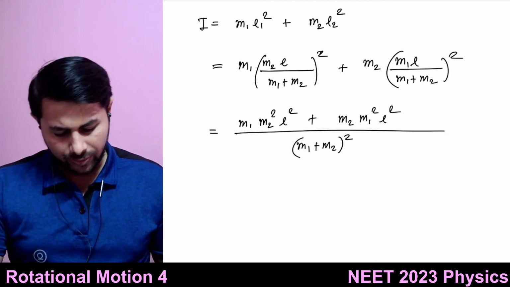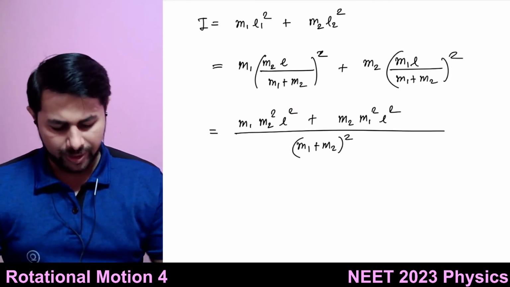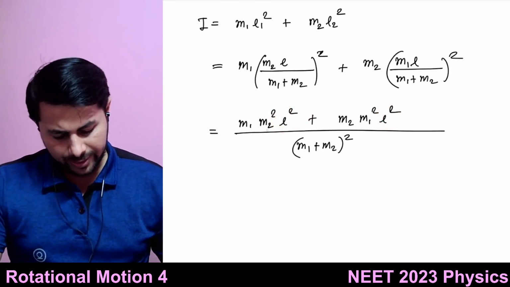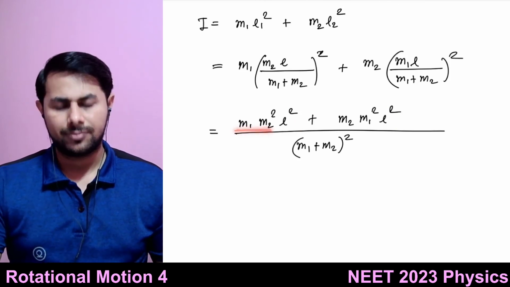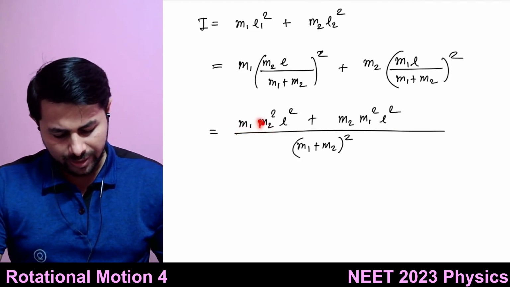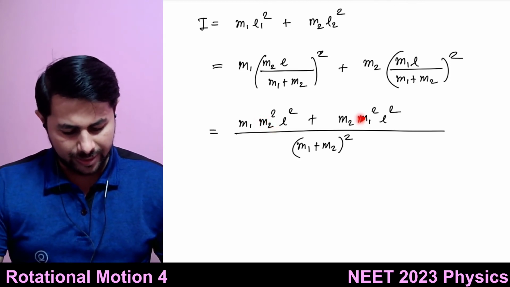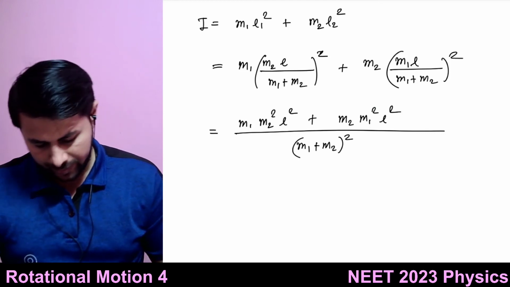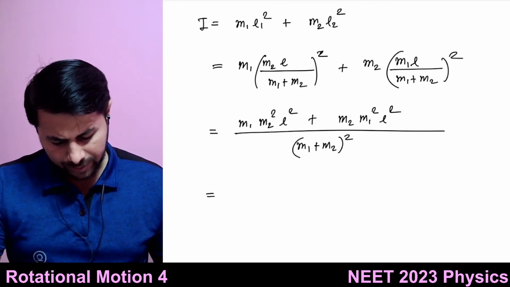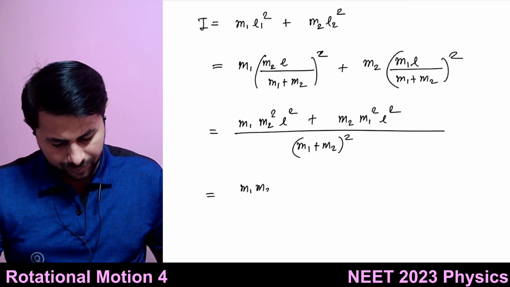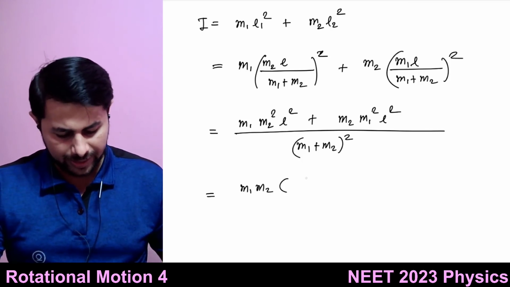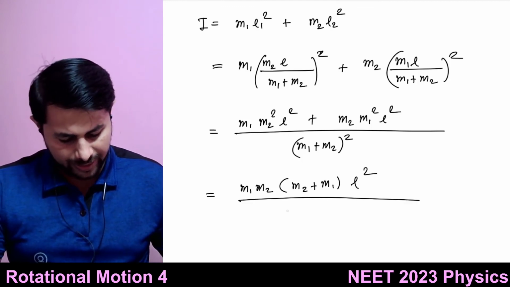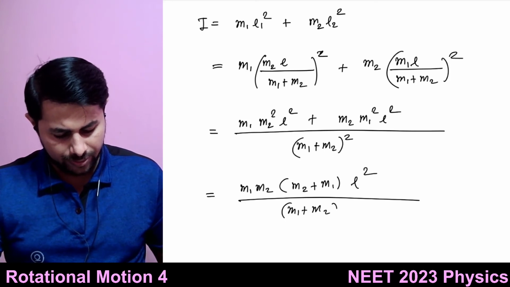Right. So now what you can do is take something common. You can take L square common from both of these terms, and also you can take m1 m2 common. So what will be left from the first term? M2 only, and from the second term M1 only. So you get M2 plus M1. So this is M1 M2 multiplied by M2 plus M1, multiplied by L square divided by M1 plus M2 whole square.